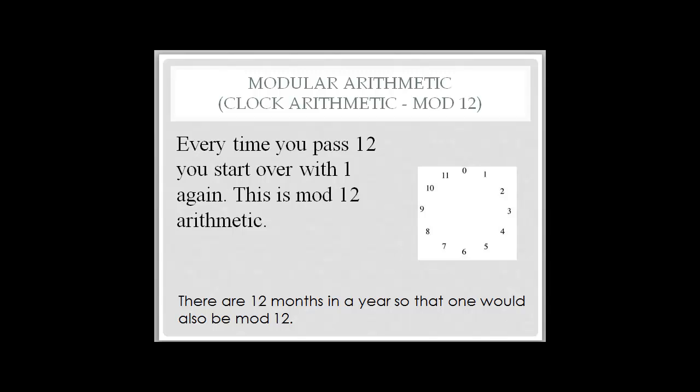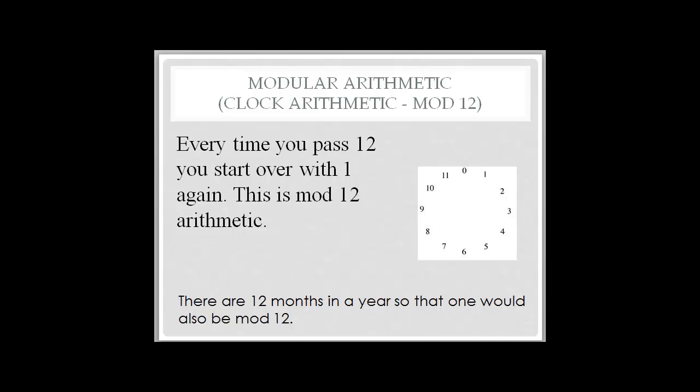So how do time and modular arithmetic relate to each other? Well, modular arithmetic deals with repetitive cycles of numbers and remainders. The time you use every day is a cycle of 12 hours divided up into a cycle of 60 minutes. Let's talk about the 12-hour cycle. Every time you pass 12, you start over with 1 again. This is called mod 12 arithmetic. And we can apply that mod 12 arithmetic to anything that has a cycle of 12.